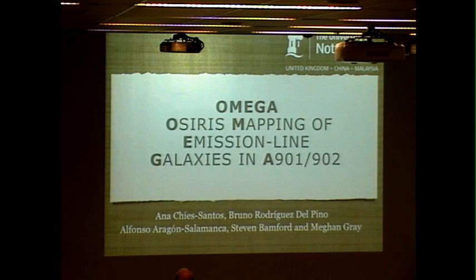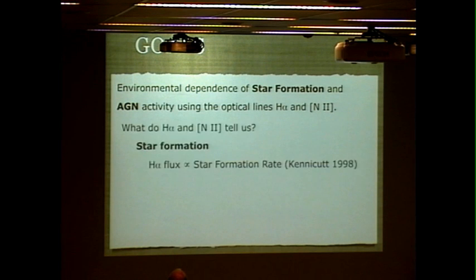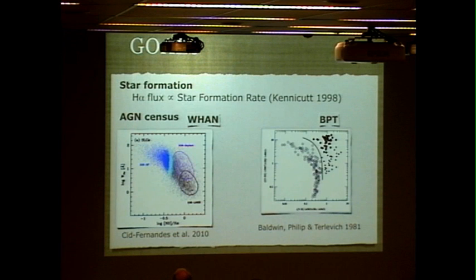Bamford and Megan Gray. Our goals are to study the environmental dependence of star formation and AGN activity using the optical lines H-alpha and nitrogen-2. What's special about these lines? Regarding star formation, the H-alpha flux is a very good star formation rate indicator. And we want to do an AGN census, and we're using the WHAN diagram.